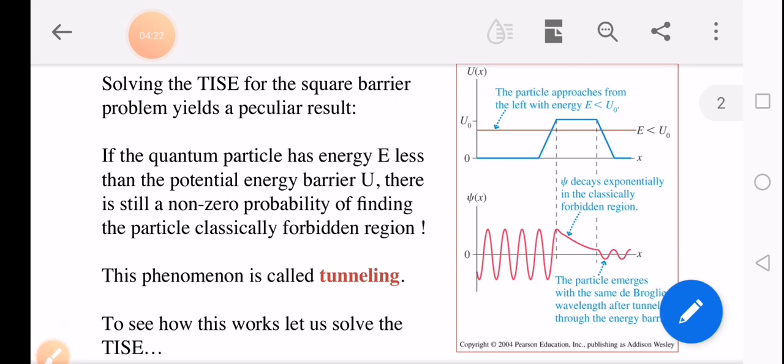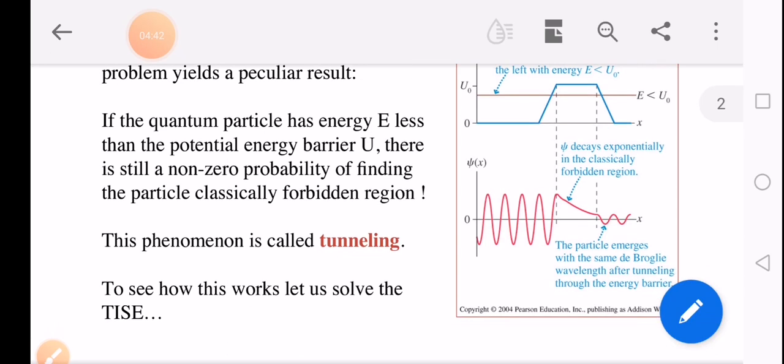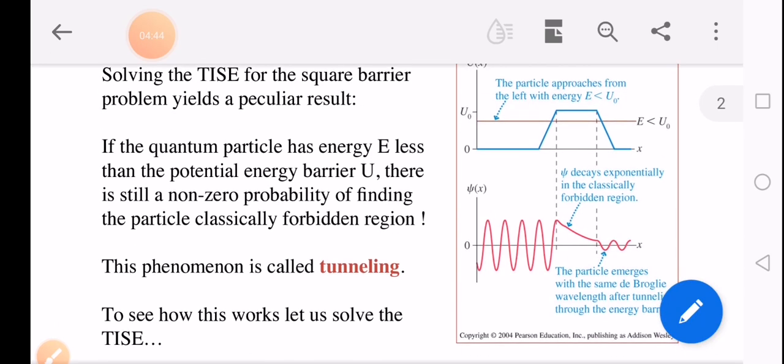The particle emerges with the same de Broglie wavelength after tunneling through the energy barrier, but its amplitude is decreased. So after this tunnel region, the wavelength of the particle, which is equal to the de Broglie wavelength, is the same, but it will be different in amplitude from the incoming matter wave. Okay, so that is the preliminary idea about quantum mechanical tunneling.